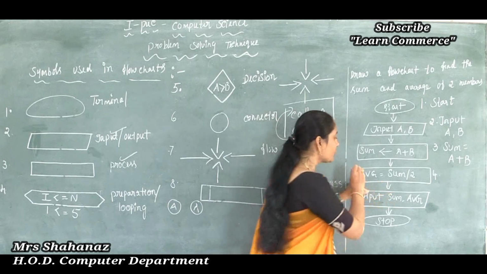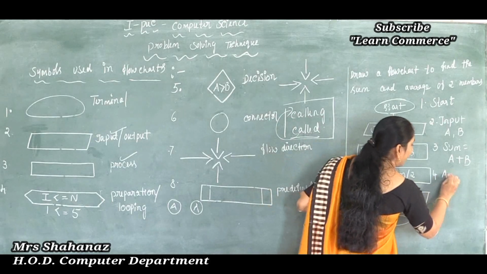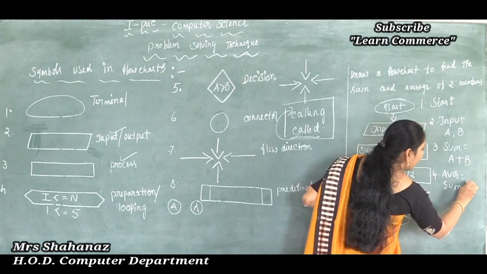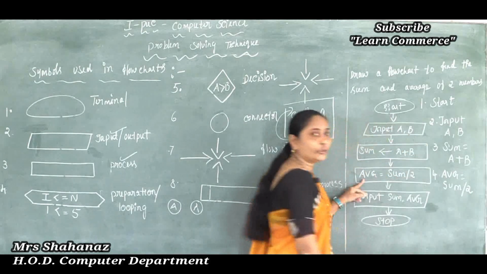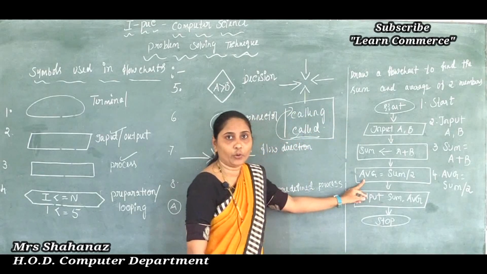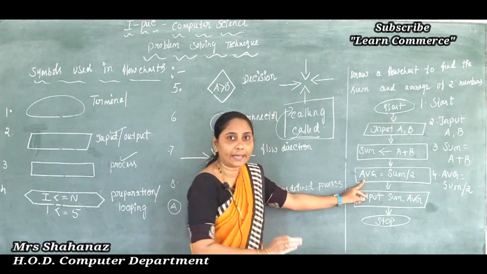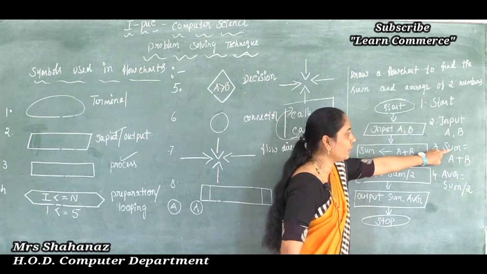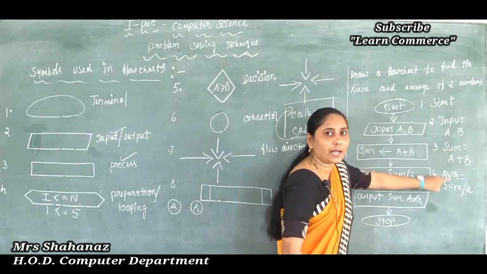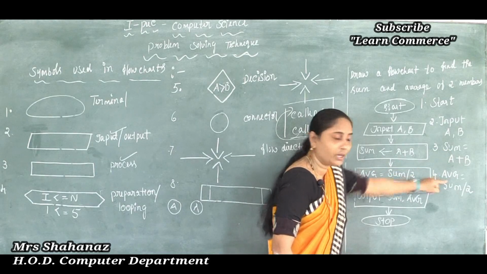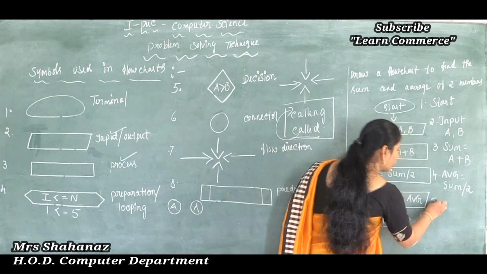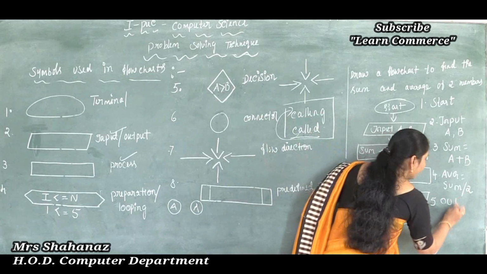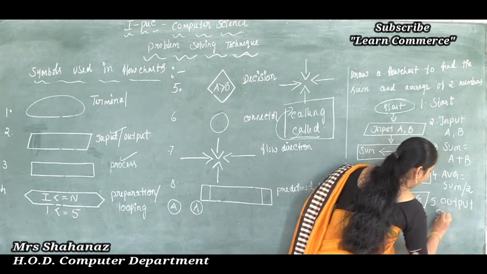So clear this point. To get the average, I am using the calculation sum by 2. The 2 means the A and B values are going to be added in this case. So sum by 2, and we know that we already got the value for the sum as well as the average value here. Now lastly I want to show the output of sum and the average. Clear this one, the output of sum and average here.